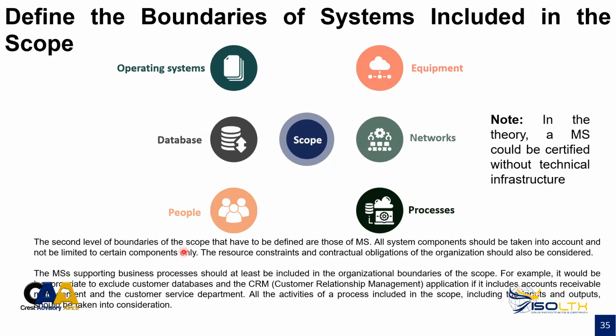So the second level of the boundaries of the scope that have to be defined are those of the management system. So in the management system, you need to go and determine which clauses are going to be the most important, and prioritize that. And if you can go so far as to have a priority 1, priority 2, priority 3, and priority 4, because you can always move the priority levels around, to say that a priority 4 has now suddenly moved into a priority 1.